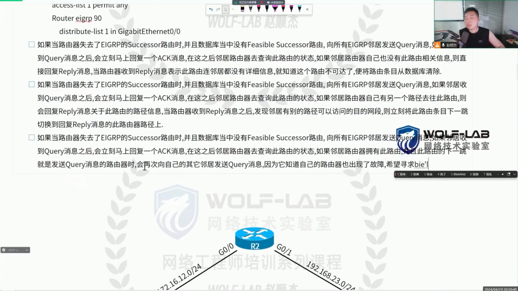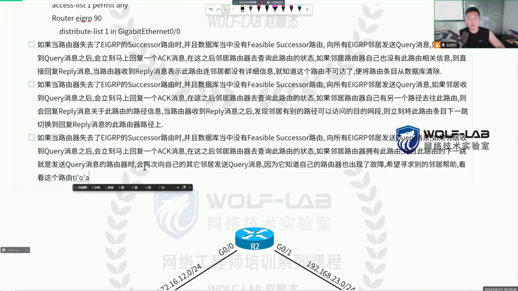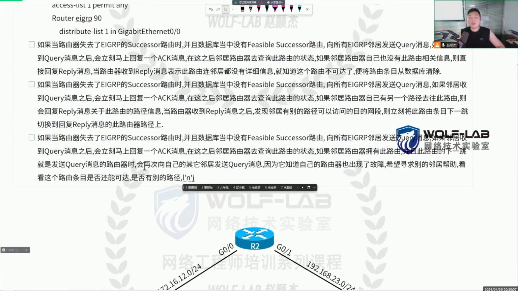Continue to ask. So when the neighbor receives our query message, in the third situation, the next hop address of the neighbor's routing entry is the router that sent the query message. Then it will send a query message to its other neighbors again, because it knows its own route has also failed. It hopes to seek other neighbors' help. See if this routing entry is still reachable. Is there any other path?